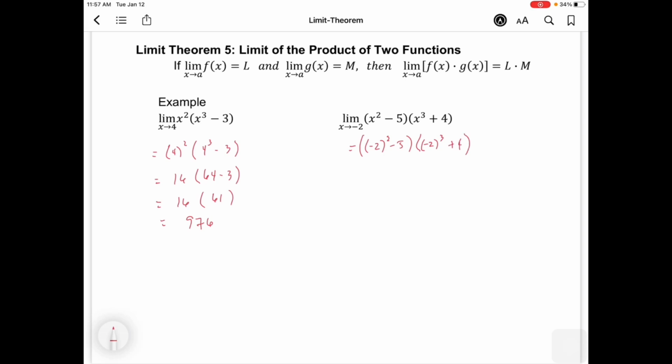Then simplify, this will be equal to negative 2 squared is positive 4 minus 5. Then we have here negative 2 to the 3 is negative 8 plus 4. This will be equal to 4 minus 5 is negative 1. Then negative 8 plus 4 is negative 4. Then multiply, we have negative 1 times negative 4 is positive 4.